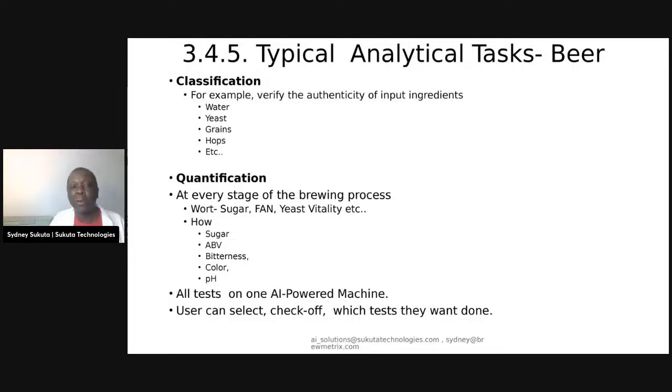They call it PE or PEA, sugar before and after fermentation, FAN, yeast vitality, yeast count, how much sugar, alcohol, bitterness, color, pH, and so on. And again, let's say you decide to do this. You can tell your machine, make sure you do this for me, at least this week, and next week I want something else. You have that flexibility as well.